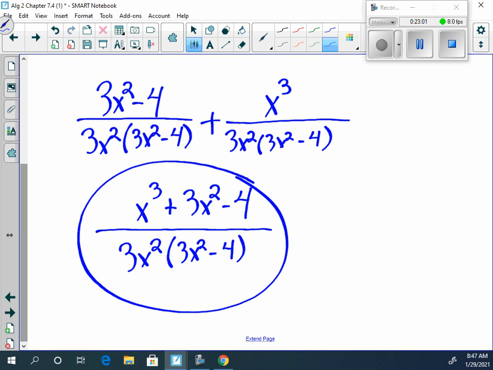Now, if we had another term, an x term on top, then we would look to see, could we factor this? But with 3 terms, x cubed plus 3x squared minus 4, it's not factorable in this way. Questions on this here?